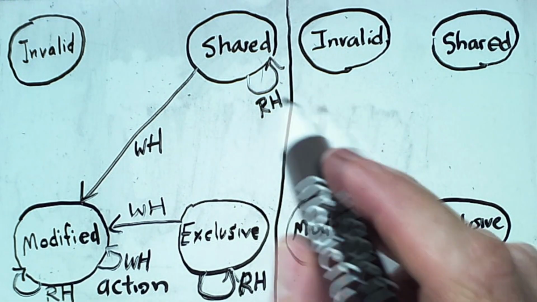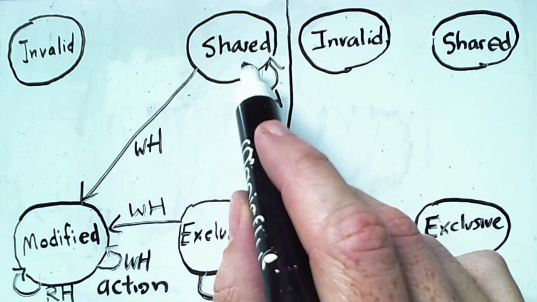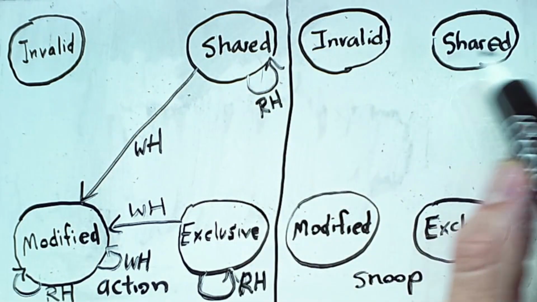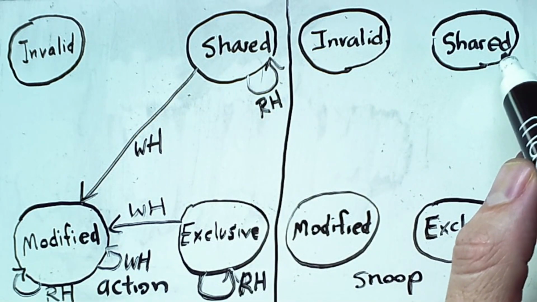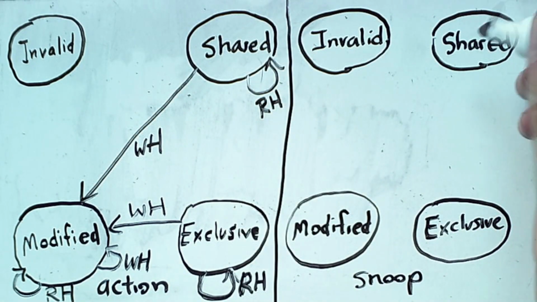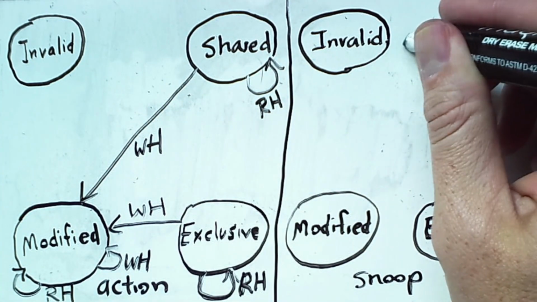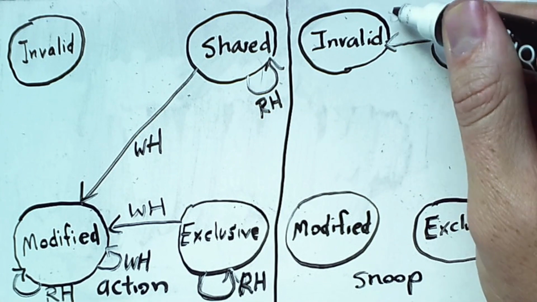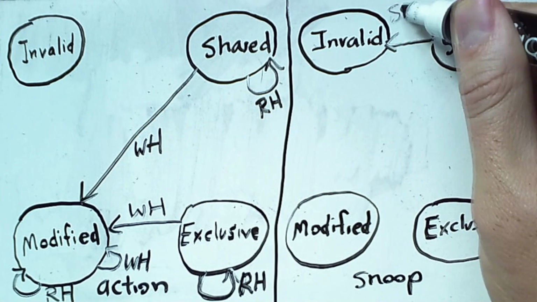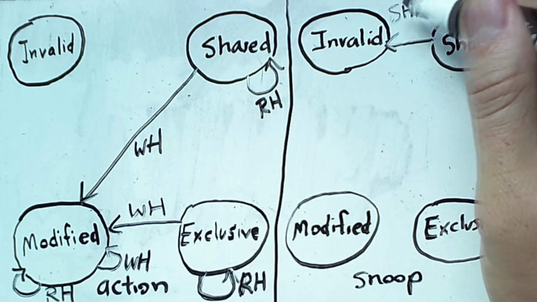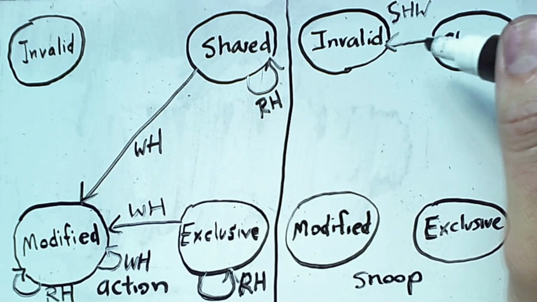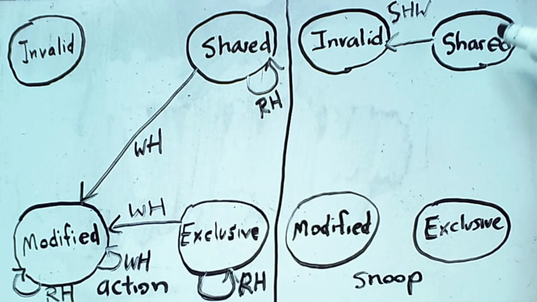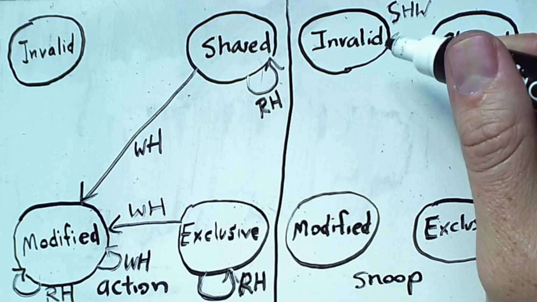So if the cache line was shared in this one cache, then there's probably some other cache where it is also in a shared state. But here, the transition will be to the invalid state as a result of a snoop hit on write. So a write was detected elsewhere, causing the shared line to go to an invalid state.